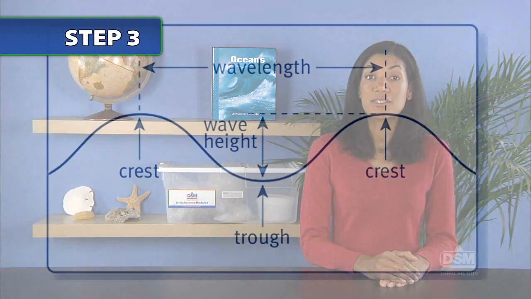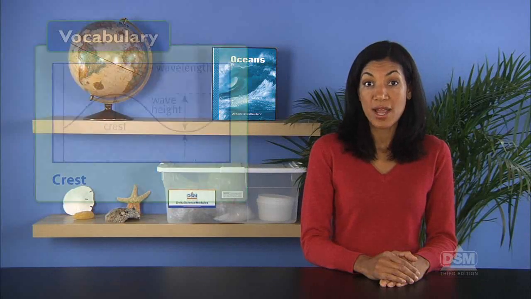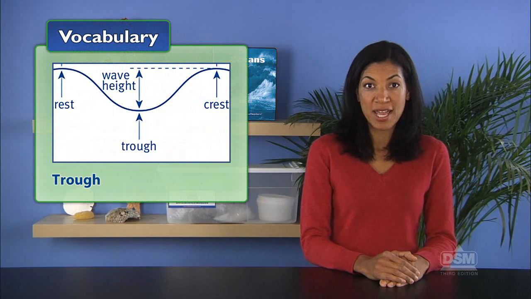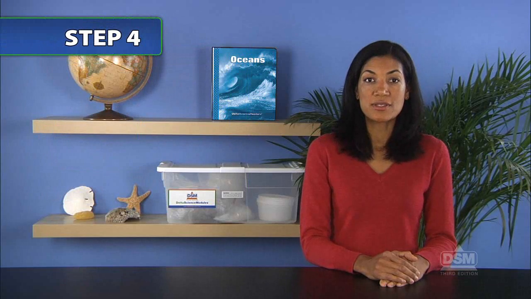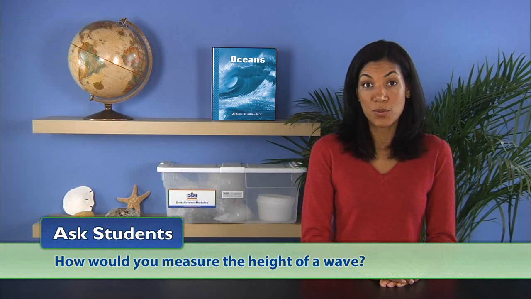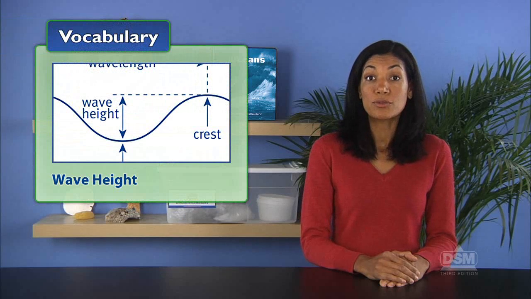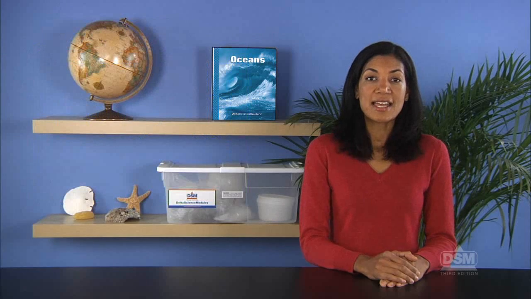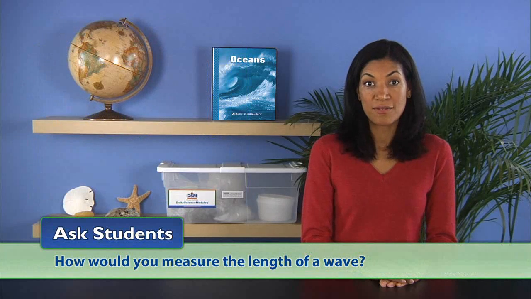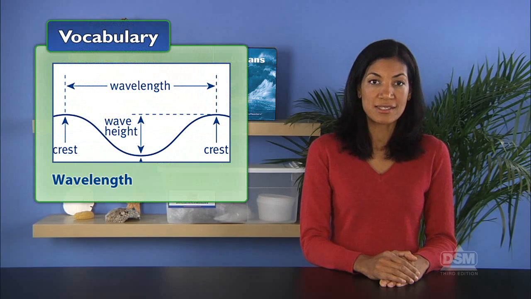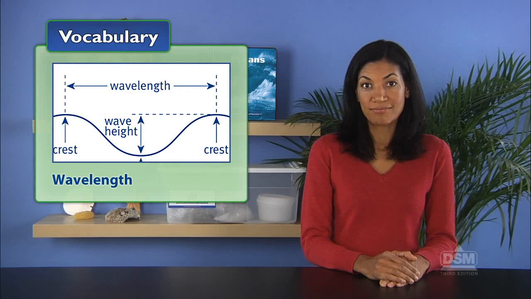Then, using figure 6-1, instruct students to identify and label the crest, or highest point, and trough, or lowest point, of the wave. Then ask students, how would you measure the height of a wave? Students should respond that the height of a wave is measured vertically from the trough to the crest. Then ask, how would you measure the length of a wave? Students should understand that a wavelength is the horizontal distance from crest to crest.